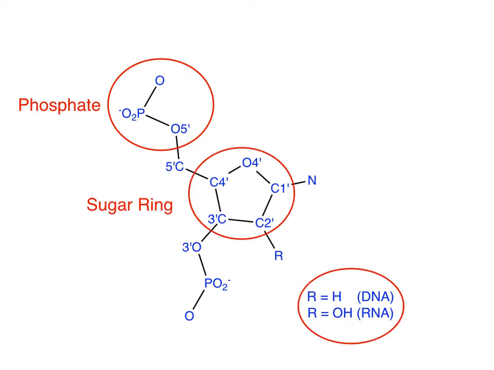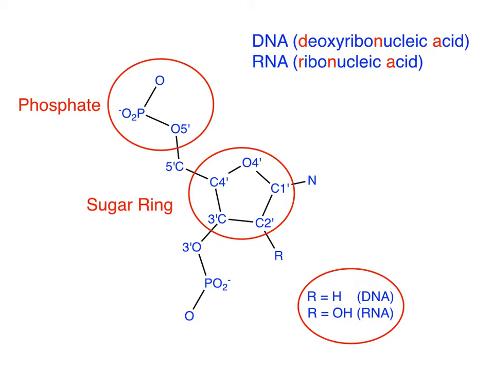One major structural difference between DNA and RNA is the sugar. DNA, with a deoxyribose, has a hydrogen atom on the C2' position, while RNA, with a ribose, has a hydroxyl group on the C2' position. This is exactly how the two terms DNA, or deoxyribonucleic acid, and RNA, or ribonucleic acid, came from. The sugar is thus the second building block of nucleic acids.